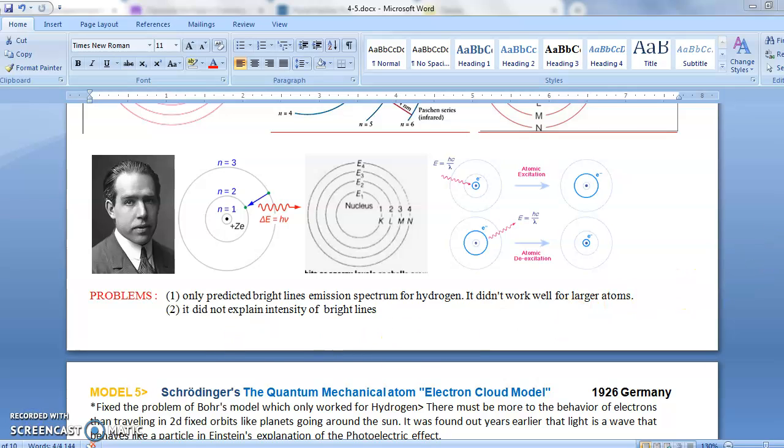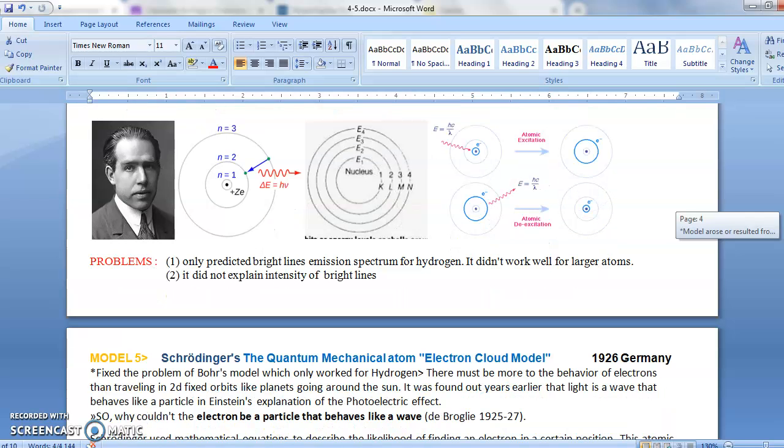And in our next video, we will put in the things that will solve the problem with Bohr's two-dimensional flat orbits. And that will take us to Model 5, which we call Schrodinger's quantum mechanical model, also called the electron cloud model. It came out about a decade or so after Bohr's model. And we'll save that for the next video.